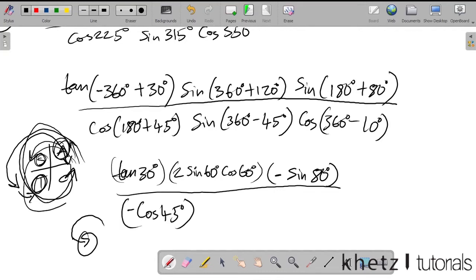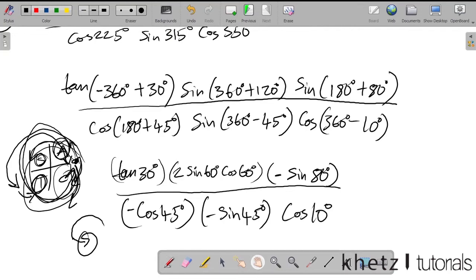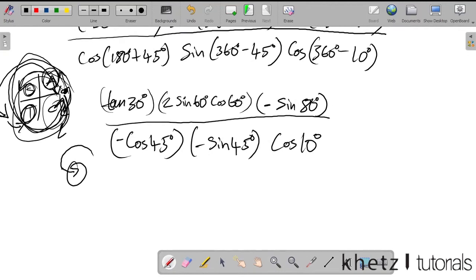If you look at 360 degrees and you subtract 45 degrees, you're going to land in the fourth quadrant where your sine is essentially negative, and you're going to have negative sine 45 degrees. And in your cosine, 360 subtract 10 degrees, you have a positive cosine, and you're going to have positive cosine 10 degrees. So that is what we have so far, and we can find the values of some of these using special angles. So let's do that quickly.